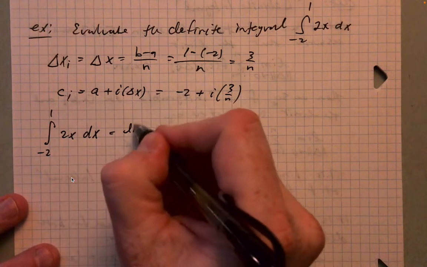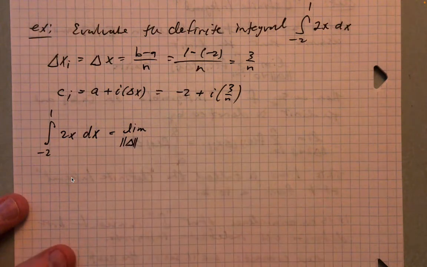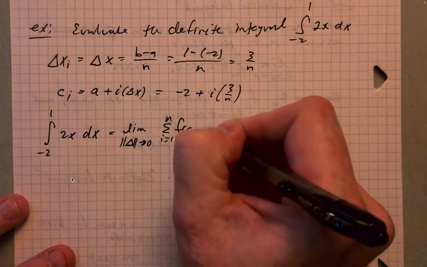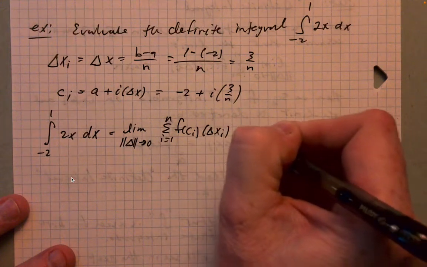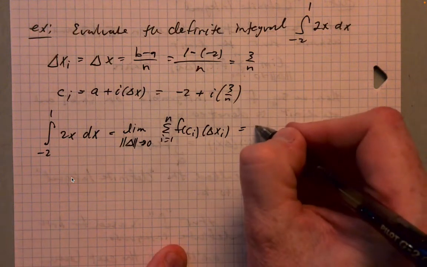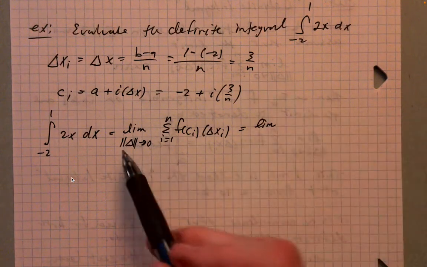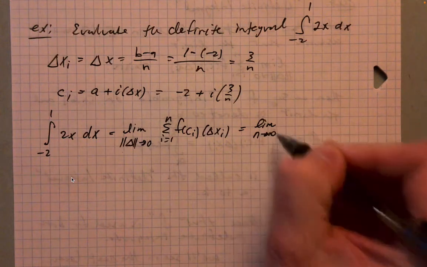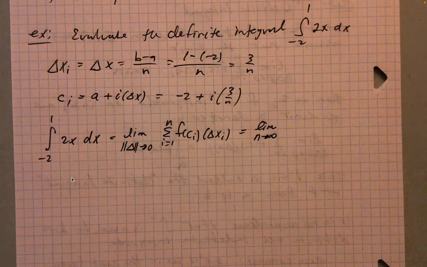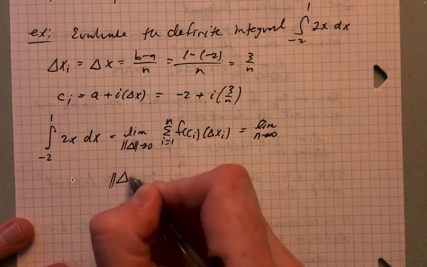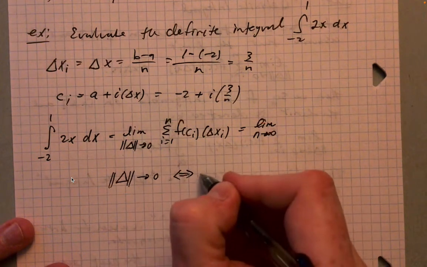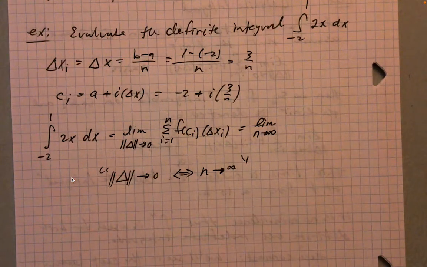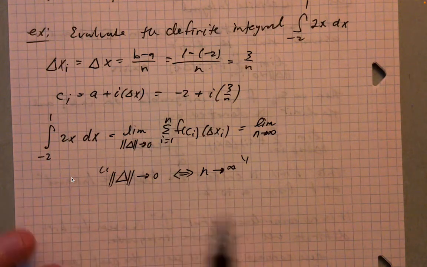That'll be equal to the limit as the norm of the partition goes to 0 of the sum from i equals 1 to n of f of ci times delta xi. Let's plug these values in. The limit as the norm of the partition goes to 0 is equivalent to saying the limit as n goes to infinity. Remember, we had that discussion briefly at the beginning where we said the norm goes to 0 if and only if n goes to infinity. That's one of the main things that we set up at the beginning. I guess we kind of glossed over that, but we definitely talked about it.